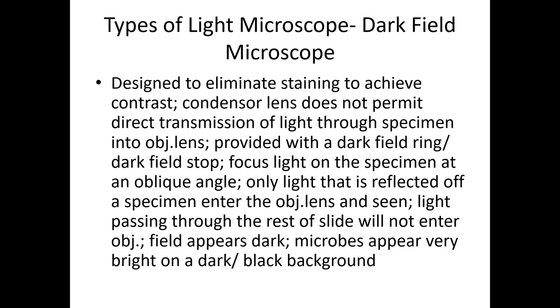In dark field microscopy, the light is focused on the specimen at an oblique angle. That is one thing. The next point is the most important point in dark field microscopy: only light that is reflected off the specimen will enter the objective lens and be seen.